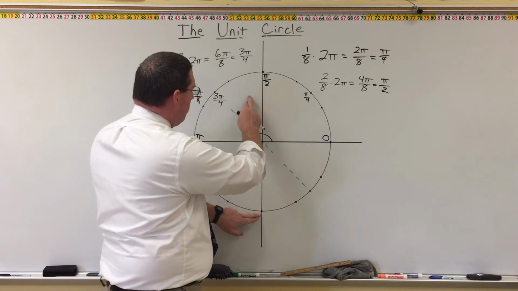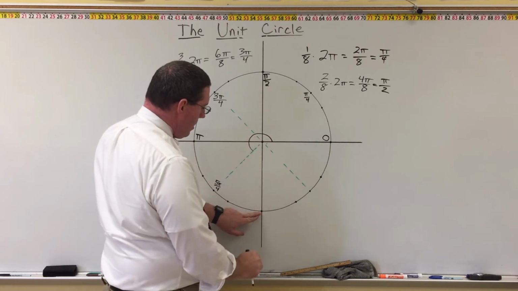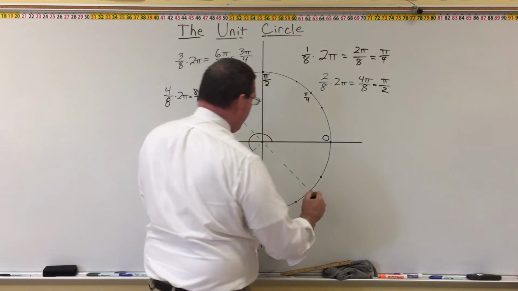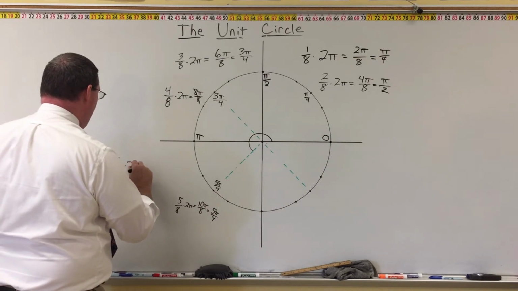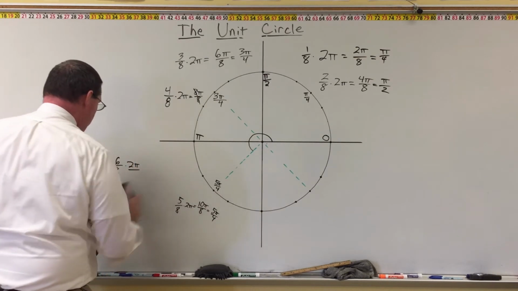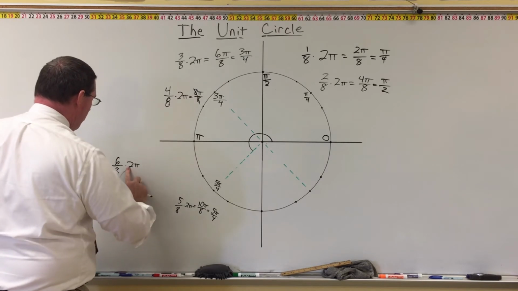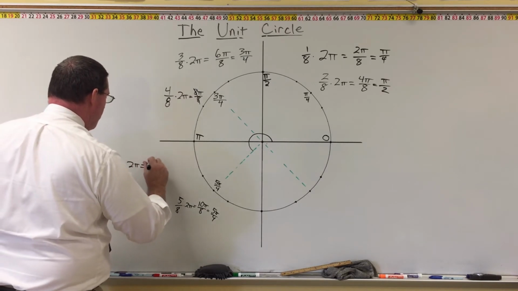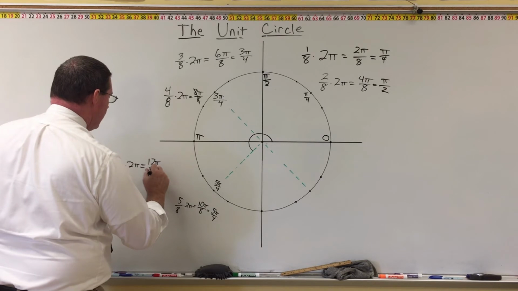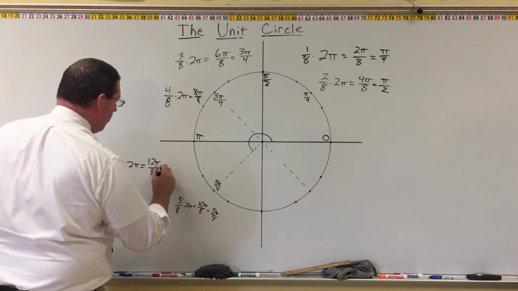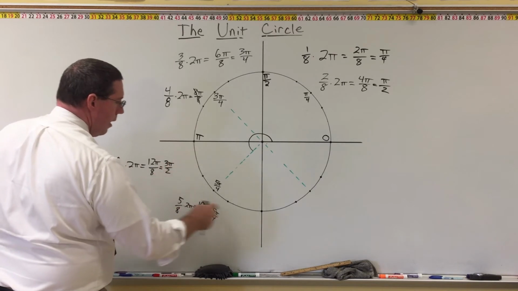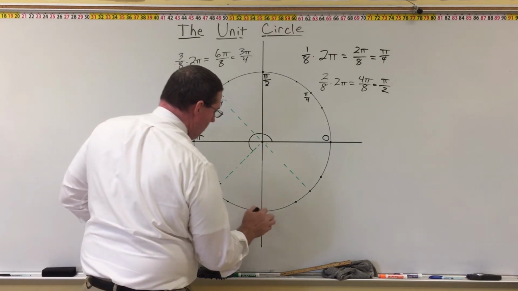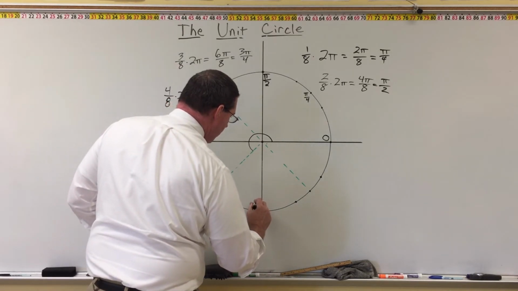We've got 1, 2, 3, 4, 5, 6 out of 8 slices. Okay? So 6 out of 8 times 2 pi. Just 2 pi, we can put 2 pi over 1, I guess, but 2 pi becomes 12 pi over 8. 12 and 8 are both divisible by 4, which becomes 3 pi over 2. And so this point right here represents the angle measure 3 pi over 2.